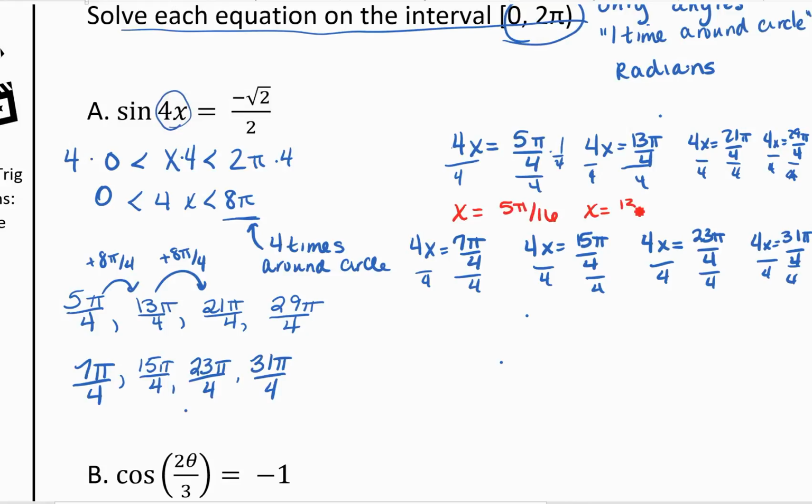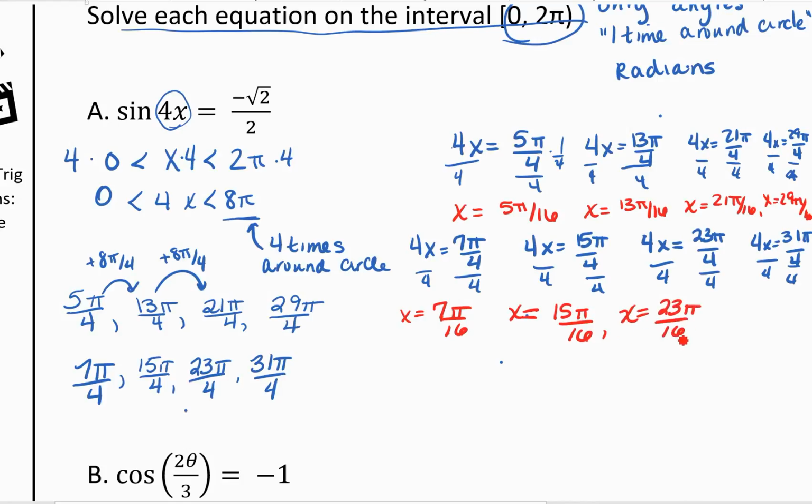X equals 13 pi over 16. X equals 21 pi over 16. X equals 29 pi over 16. X equals 7 pi over 16. X equals 15 pi over 16. X equals 23 pi over 16. And x equals 31 pi over 16.